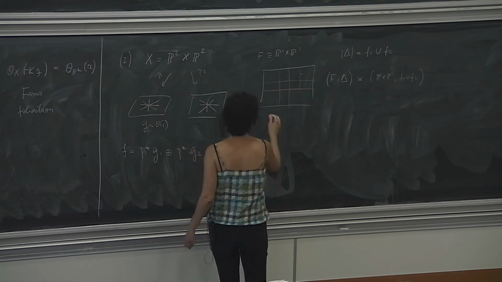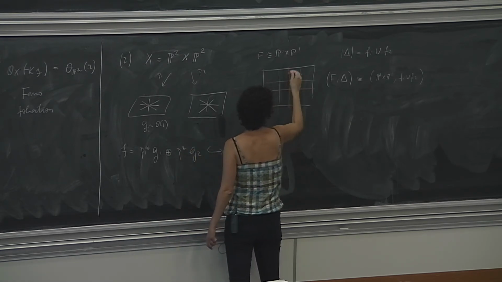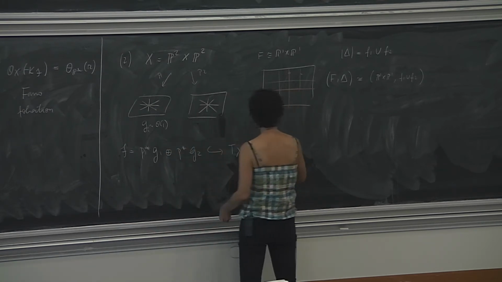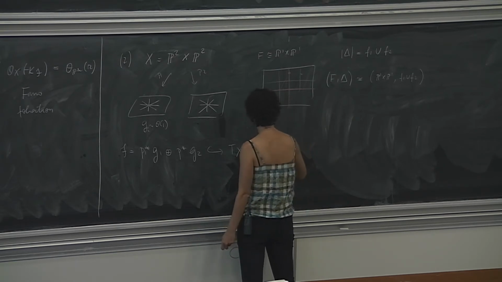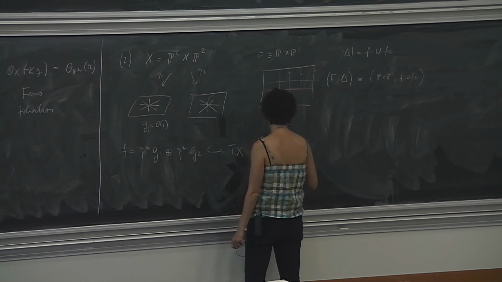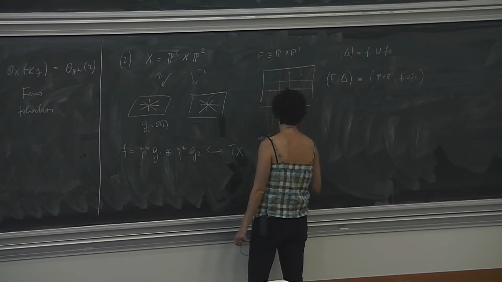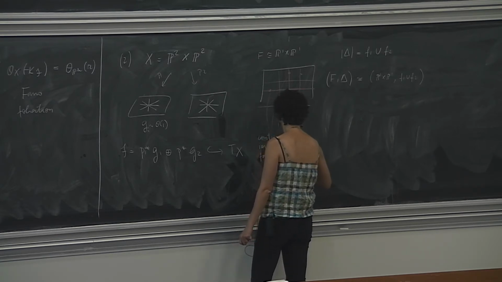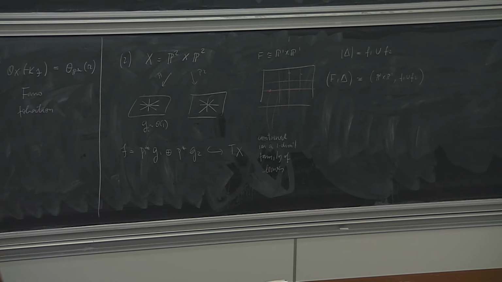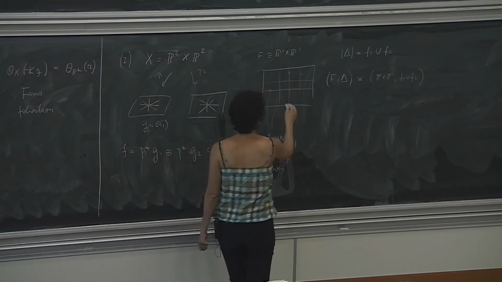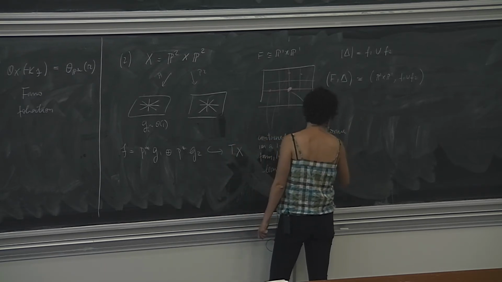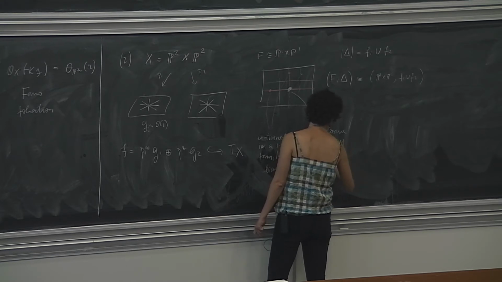If you take general points on these two components, then each of these points is contained in a one-dimensional family of leaves, while this intersection point here is in the closure of every leaf. So it's in the closure of every leaf.